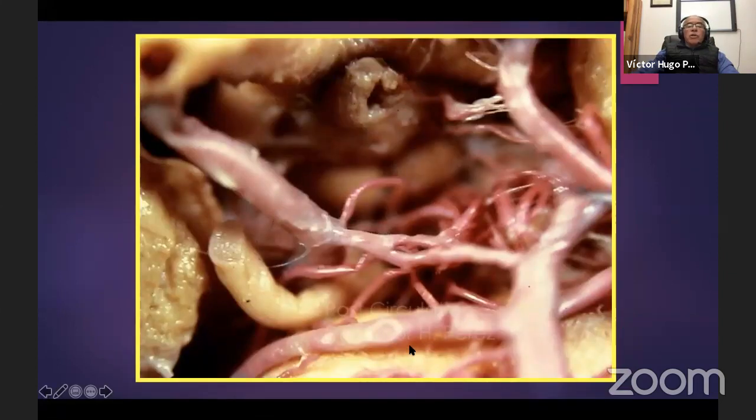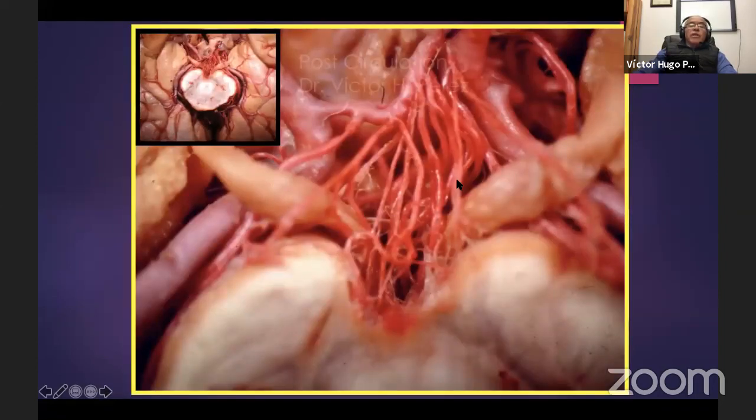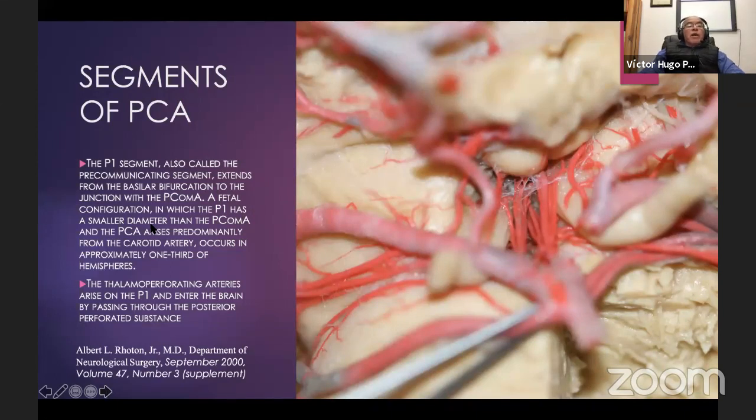Again, I'm going to put this picture in order to differentiate these arteries. Here we have the basilar tip of the basilar artery, and this is the superior cerebellar artery on the right side, and this is P1. This is very small, and then we can see numerous branches coming from this spectacular P1 segment of the posterior cerebral artery. The posterior cerebral artery has 4 segments. The P1 segment, also called the precommunicating segment, extends from the basilar bifurcation to the junction with the posterior communicating artery.